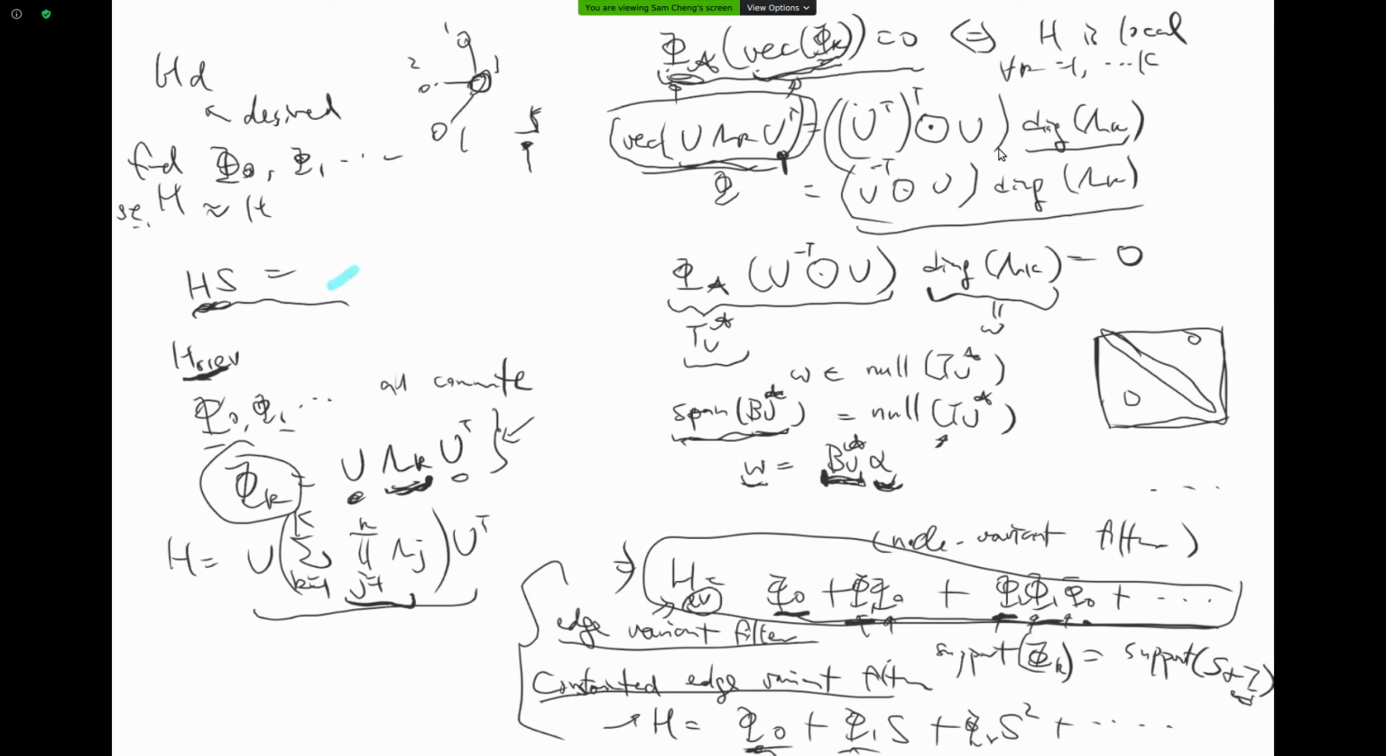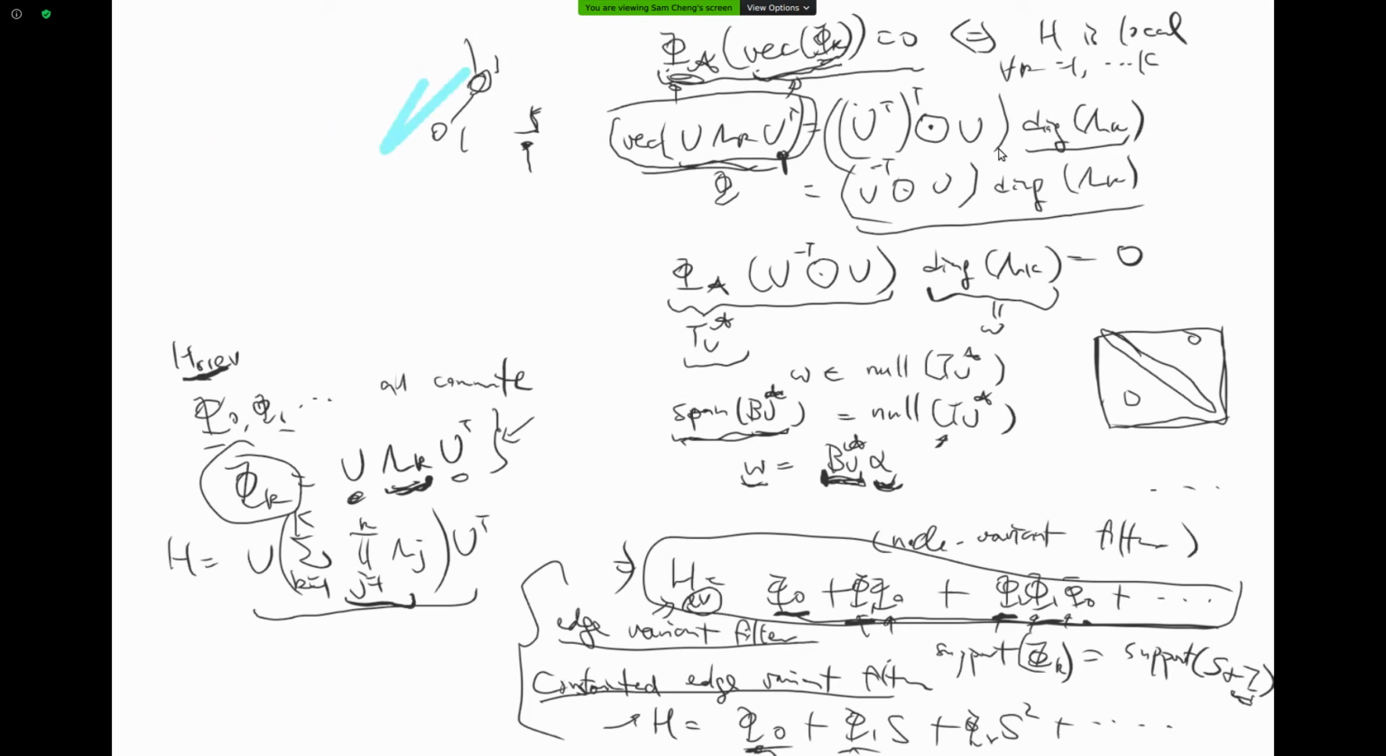Let me write it here. Basically we have 5k now. 5k is equal to what? 5k is equal to U lambda k U transpose, and my lambda k is actually a diagonal matrix with the diagonal equal to BUA multiplied by alpha. And that's it actually.